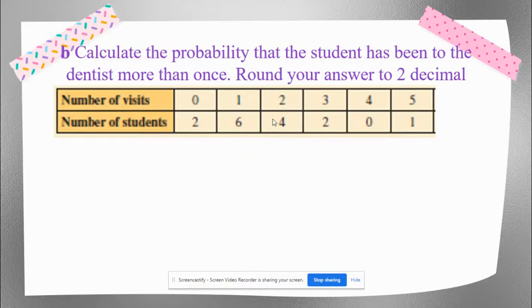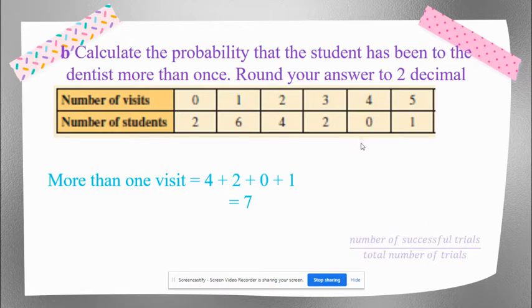Calculate the probability that a student has been to the dentist more than once. So 6 of them have gone once, but then you've got these students who have gone 2, 3, 4, 5. So they've gone more than once. So we add up how many students they want to know, because that's what the question was. So we've got to add up the 4, 2, 0, and 1 so that we can get the amount of how many have gone for more.